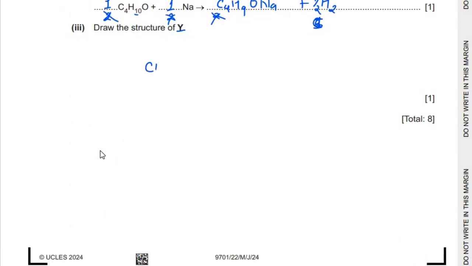So let's draw the structure of a tertiary alcohol, something like this. Yes, CH3 and CH3. Yes, that is the only possible structure for Y, a tertiary alcohol, where we have C4, H10 and O. Yes, this is the structure of Y.